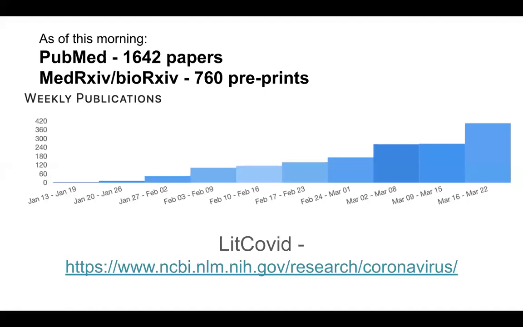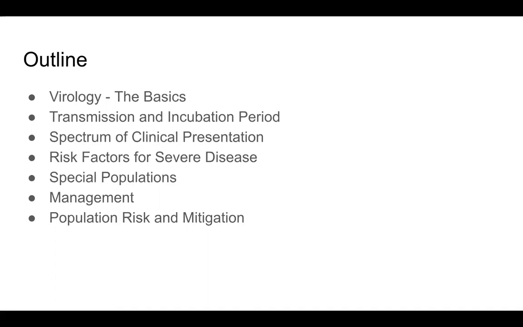Next slide, please. So this is our outline for today's lecture. We're gonna do a brief review of some of the essential virology. We're gonna take some time to discuss transmission, incubation period, viral shedding, and then we'll move on to discuss spectrum of clinical presentation, consider what are thought currently to be some of the major risk factors for developing severe disease. Next, we'll review a couple of special populations, and then we'll move on to management and go through the data, obviously the limited data so far behind some of the treatments that are being offered at this time. And finally, we're gonna end looking at population risk and mitigation.